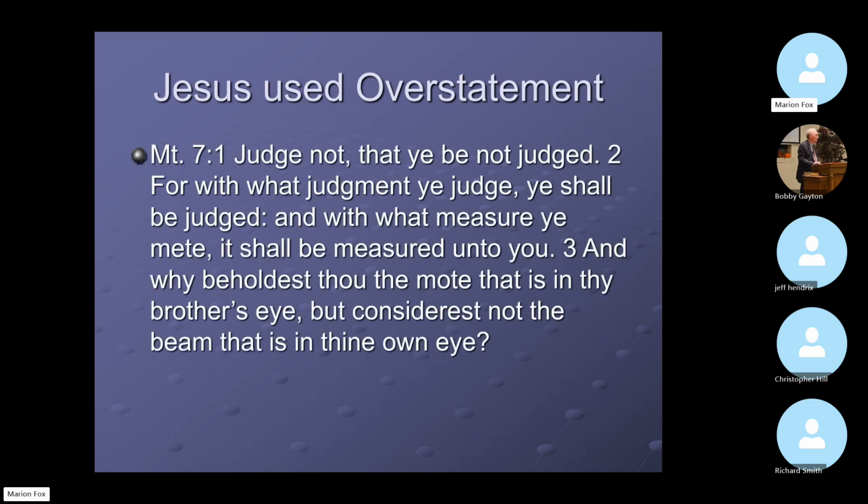In Matthew 7, verse 1, again in the Sermon on the Mount, Jesus used overstatement: judge not, that you be not judged. For with what judgment you judge, you shall be judged, and with what measure you mete, it shall be measured unto you. Why beholdest thou the mote that is in thy brother's eye, and considerest not the beam that is in thine own? So he's looking at judging someone, and here's a person that has a beam in his eye. This would be a log, a large piece of wood. And the mote is just a little speck of sawdust. And you're trying to get it out, but you've got a log sticking out of your eyeball.